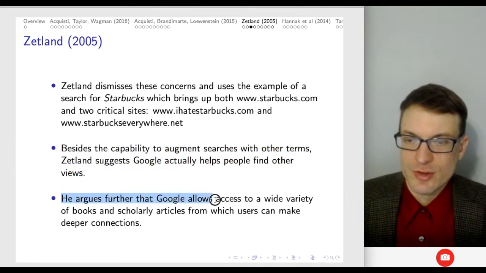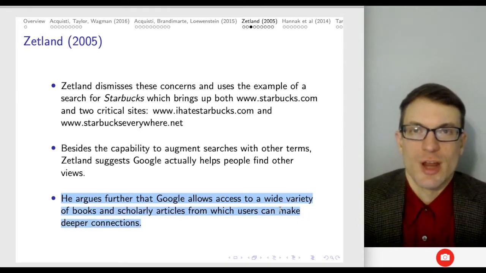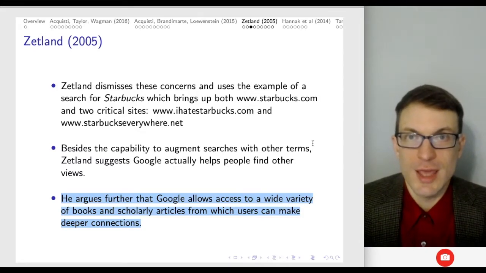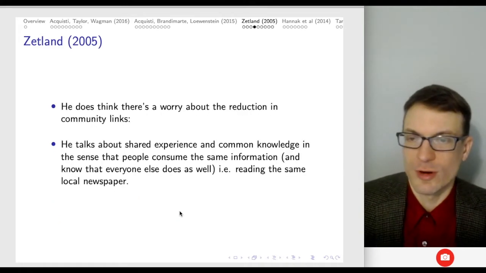Further, Zetlin argues that Google is going to allow a wide variety of access to books and scholarly articles. That's for sure the case. You can use Google Scholar, you can go to Google Books, and through Google Books, you can get previews of a lot of texts that are really important. I'd almost never buy something from Amazon without looking carefully through the preview. And if Amazon's preview is insufficient, then Google Books almost always has what you'd be looking for.